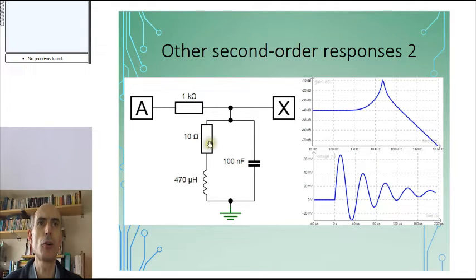Introducing this little 10 ohm resistor here to represent the finite resistance of all the wires in the coils of the inductor means that the 0 is no longer at 0 Hz. In fact, with these values of components, the 0 has a break frequency of about 3.4 kHz in this case.